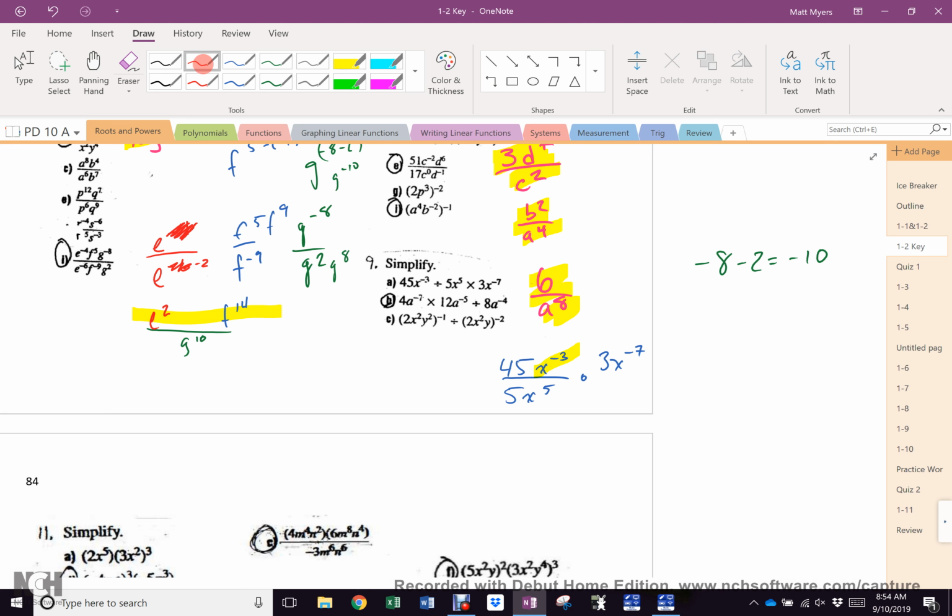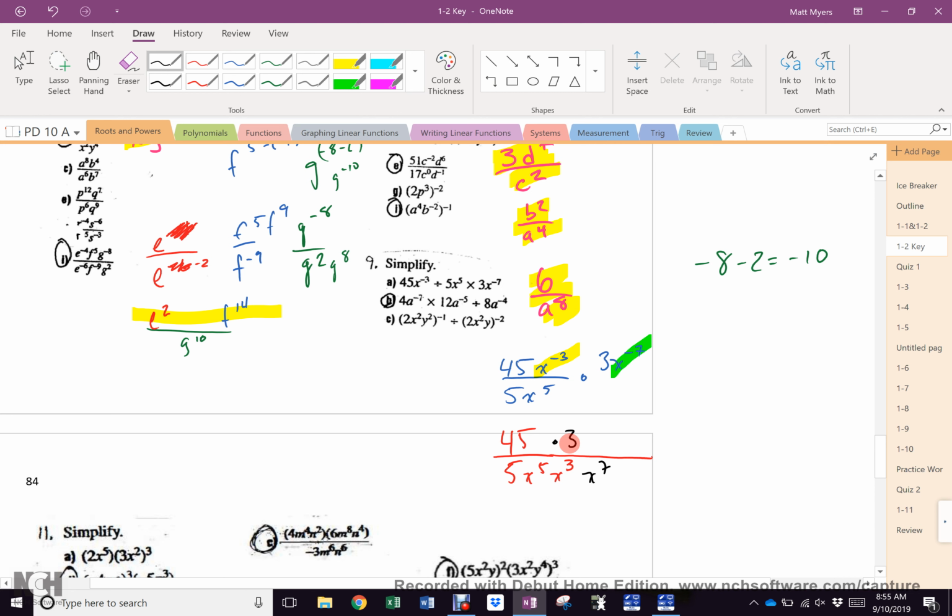That should go where? To the denominator, to its opposite spot, yes? Opposite's the wrong word. To its reciprocal spot, yes? So this will become 45 over 5. There's already an x to the 5, and now there's an x to the 3, right? And then times, what have I got to do with that? Bring it to its reciprocal spot, which is x to the 7th. Does that 3 go anywhere? No. That 3 stays up top, right?